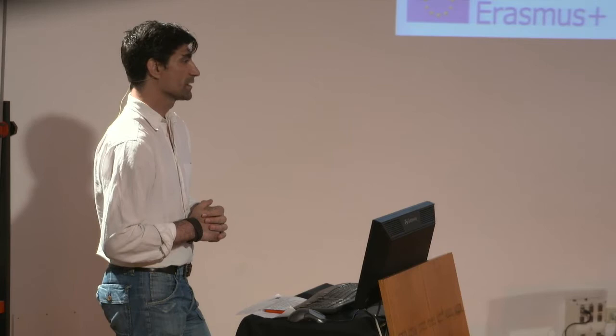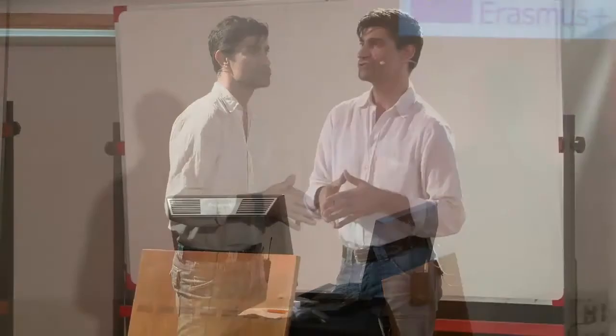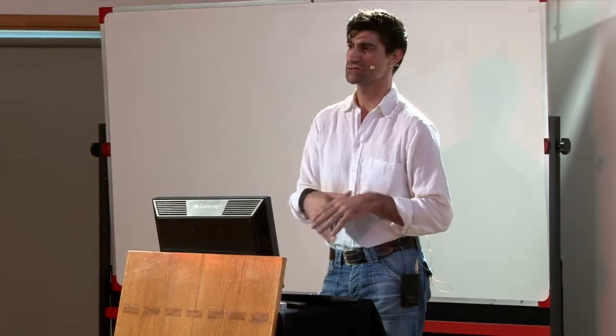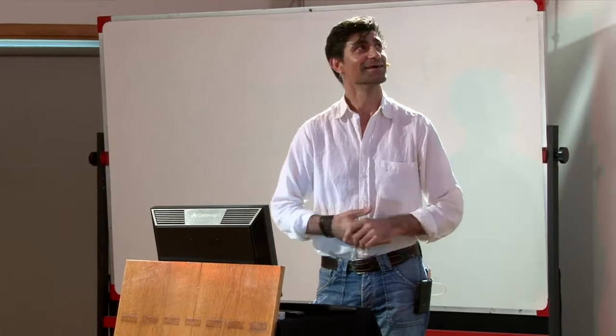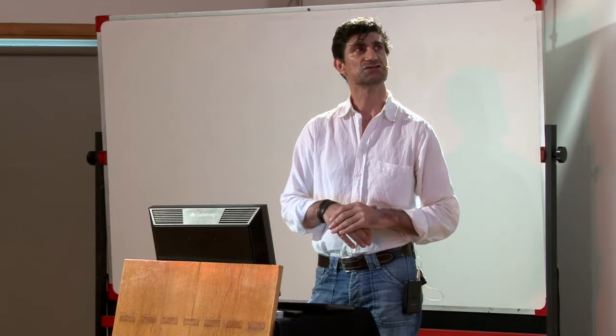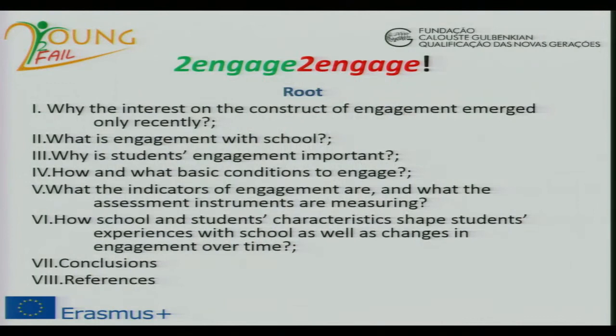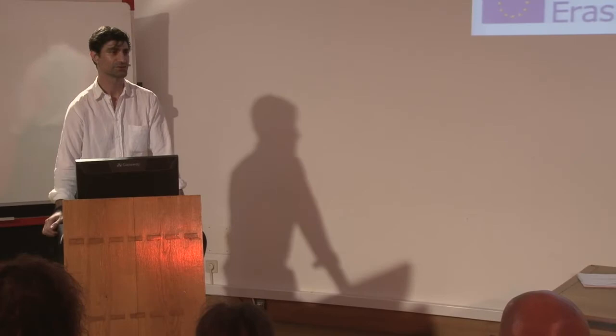the following structure will approach systematic instruments for assessing student engagement with school, and then, if we have time, and I'm not sure, we'll see how school and student characteristics shape students' experience with school, as well as changes in engagement over time. Then I'll try to make a little synthesis with some conclusions and suggest additional reading on this. So let's set up the context for better understanding what we are going to talk about.